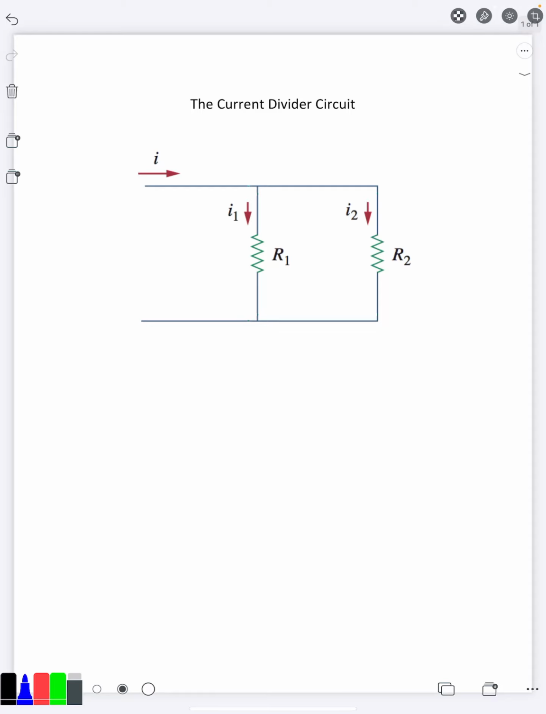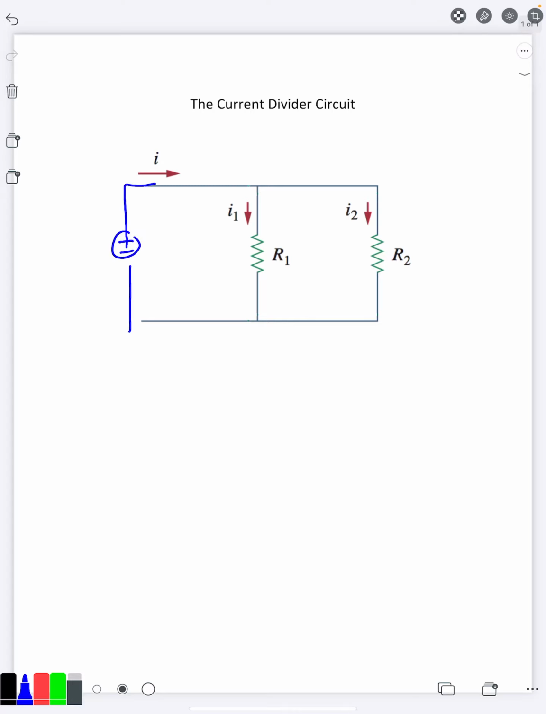In this video, we're going to discuss what's called the current divider circuit. And that is just whenever you have two resistors in parallel and you know the current that is entering that node. Now, a lot of times in this case, you will have a current source over here. So that's how you know the current that's coming into that node. But you don't have to. You could even have a voltage source here, and somehow you've solved for the current going in there.